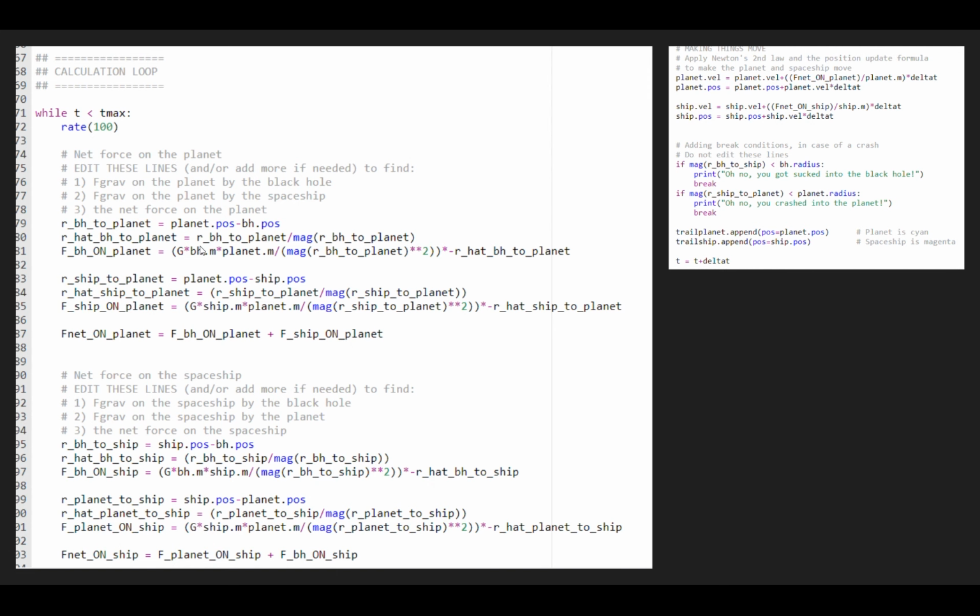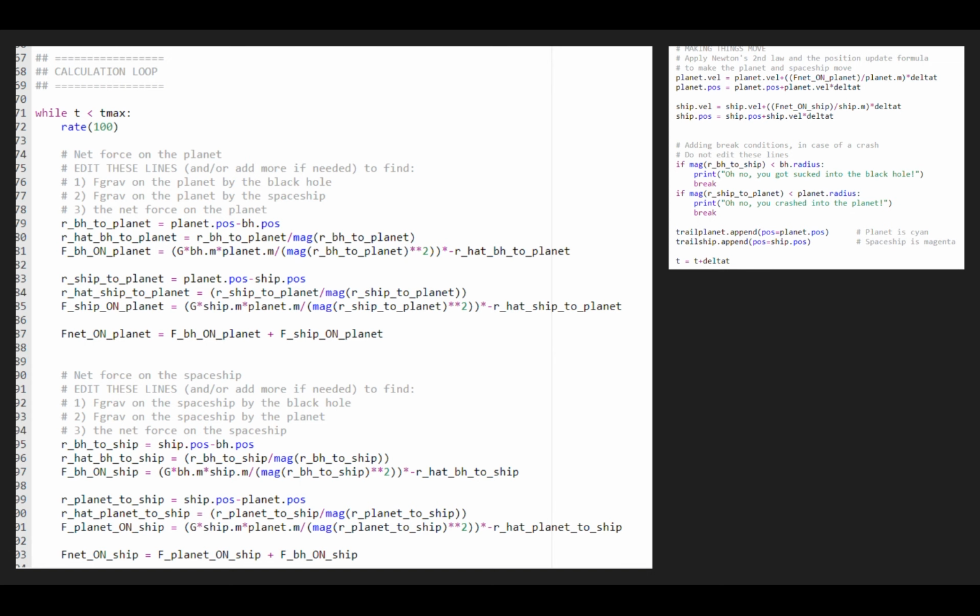For part 2, I plugged in all the different initial conditions to find the forces acting on both the planet and on the ship. You can see that I have the universal gravitational formula used on both, and the net force for both of them. For the planet, it would be the force of the black hole on the planet plus the force of the ship on the planet, and for the ship, it would be the force of the planet on the ship plus the force of the black hole on the ship.